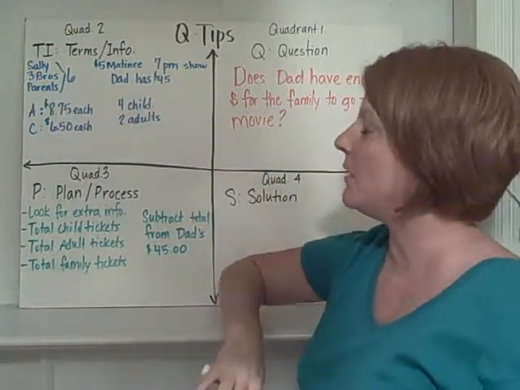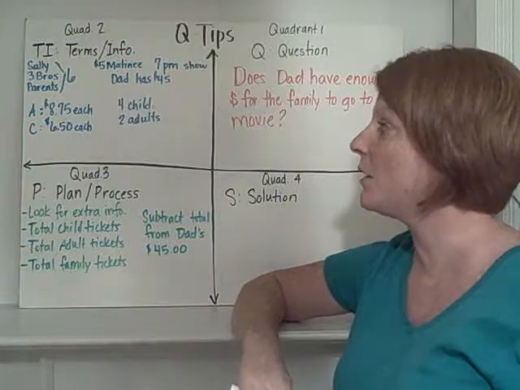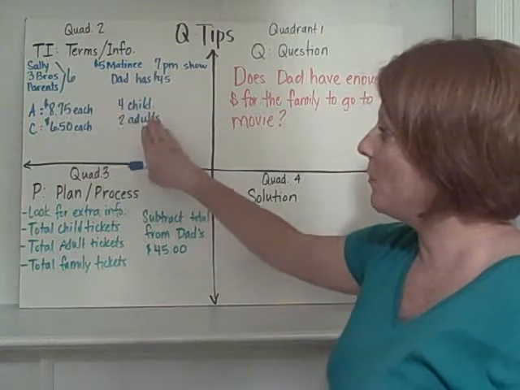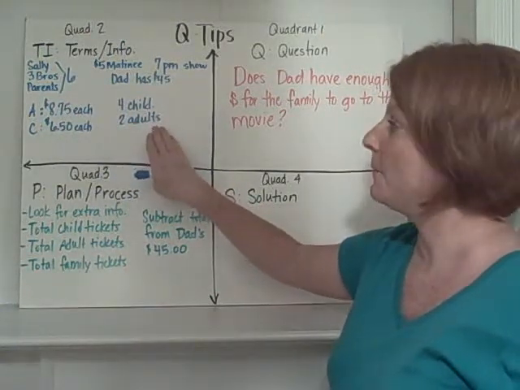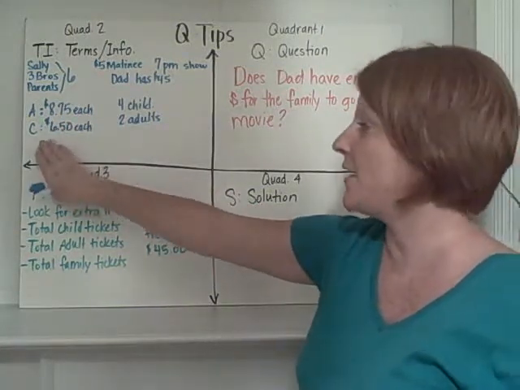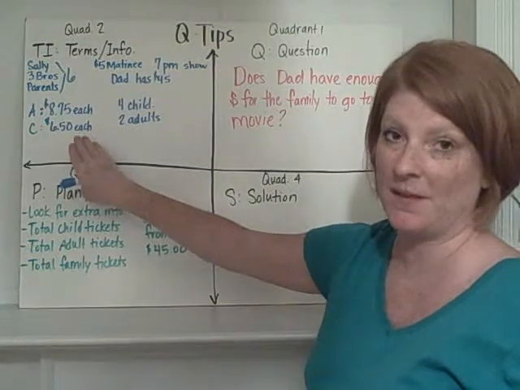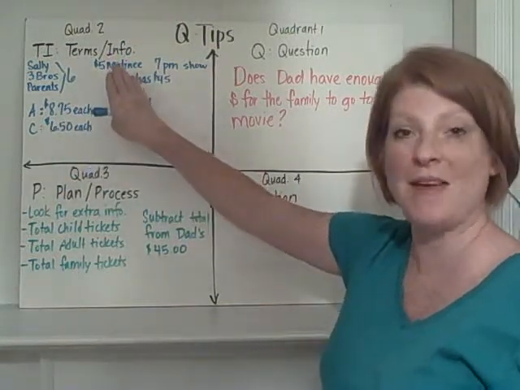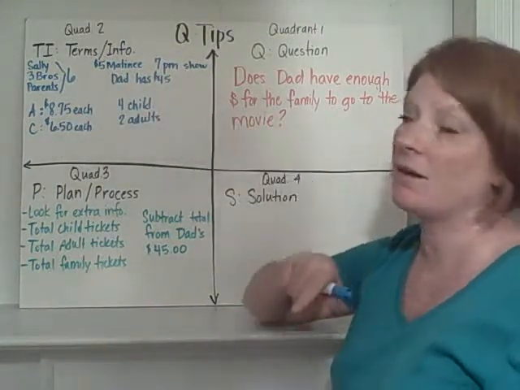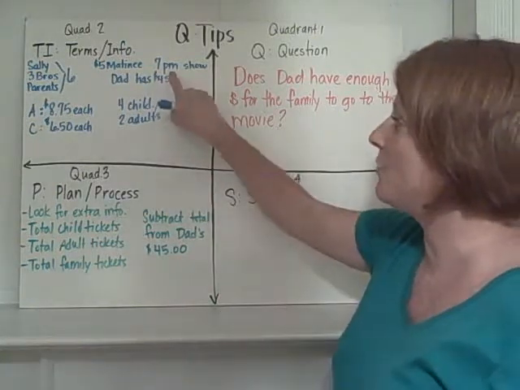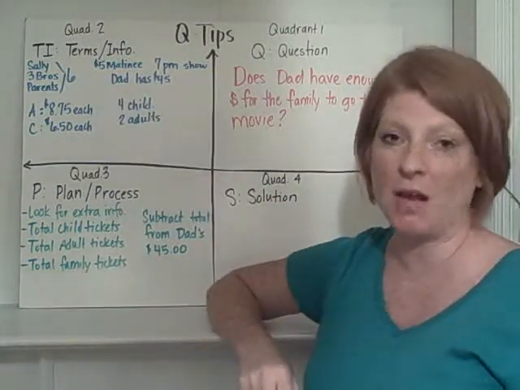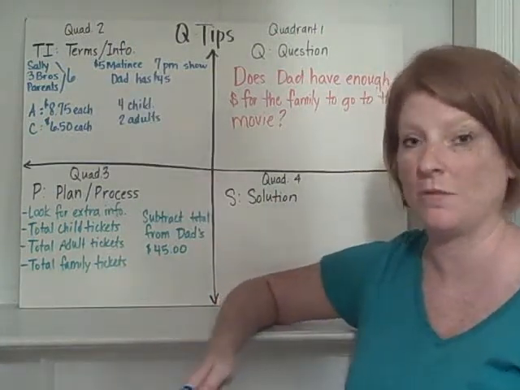We know that the family consists of Sally, 3 brothers, and her parents. It's a total of 6 people. Those 6 people break down to 4 children and 2 adults. We know that each adult is $8.75 for a ticket, and each child is $6.50 for a ticket. We also know that if the family chooses to go to the matinee, it will only cost them $5 each. We know that they are not going to the matinee. They're actually going to the 7 p.m. show, which definitely is not a matinee. And Dad has $45 with him to help pay for the family to go to the movies.